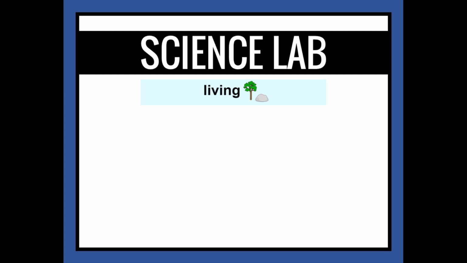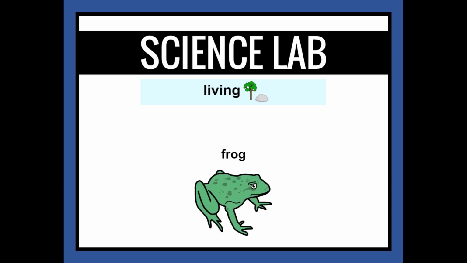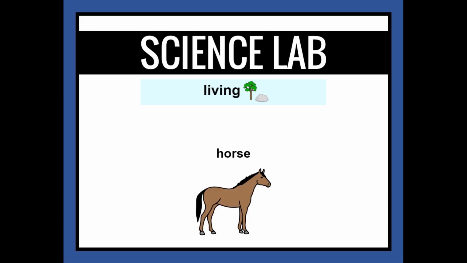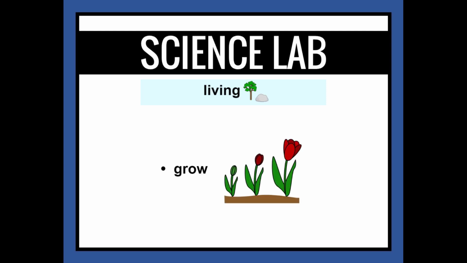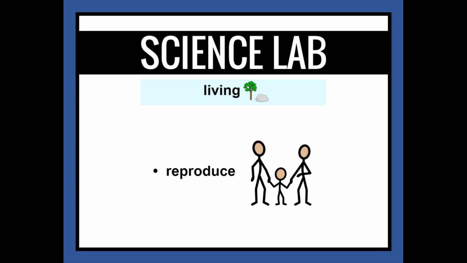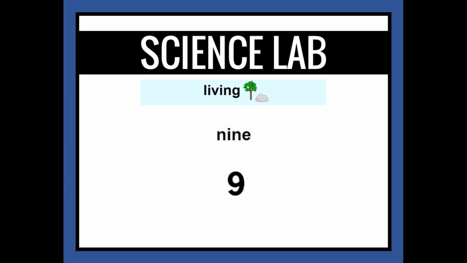These are all of our living things. A tree, a dog, a parrot, a shark, a flower, a lizard, a lion, a frog, and a horse. These items all breathe, eat, grow, move, and reproduce. There are 9 items on this list.